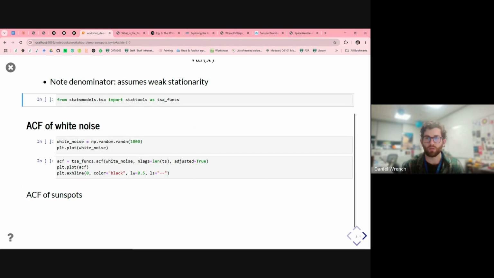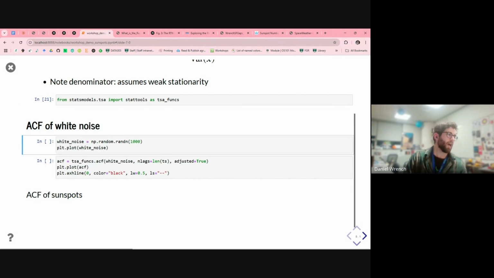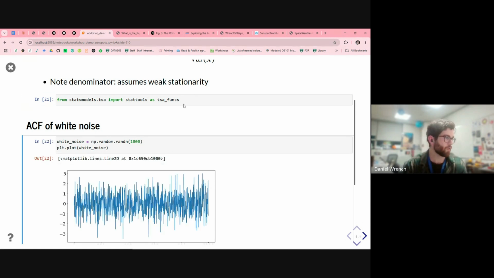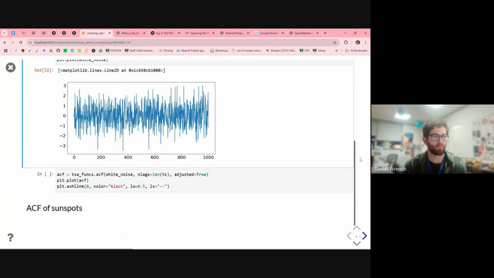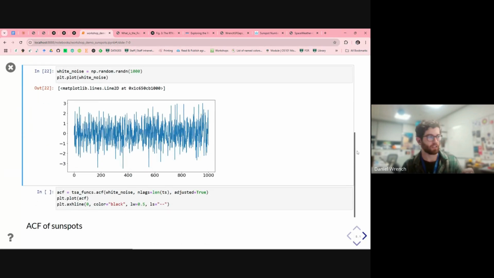So for this, we can use the statsmodels package. It is convenient. And then we'll start off by just showing what it looks like for white noise. So as I said, white noise, you can basically model it as every point being independent. So in order to generate this, I'm literally just sampling from a standard normal distribution and plotting that. As you can see, it looks noisy.